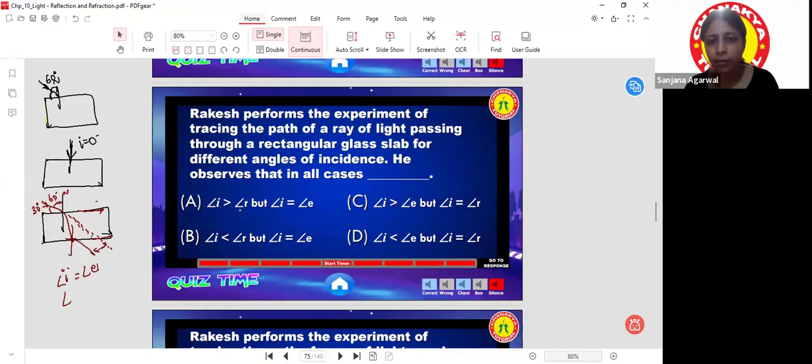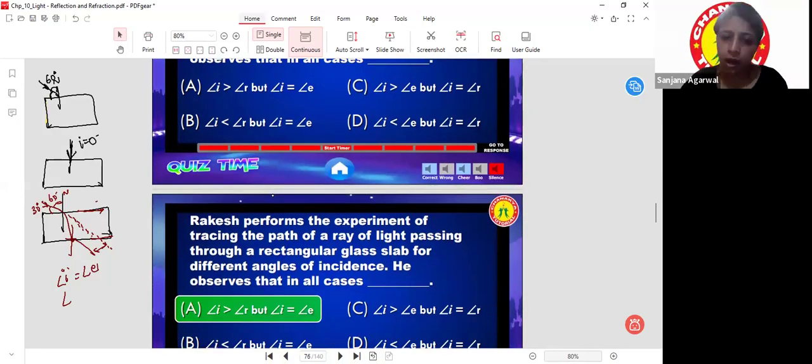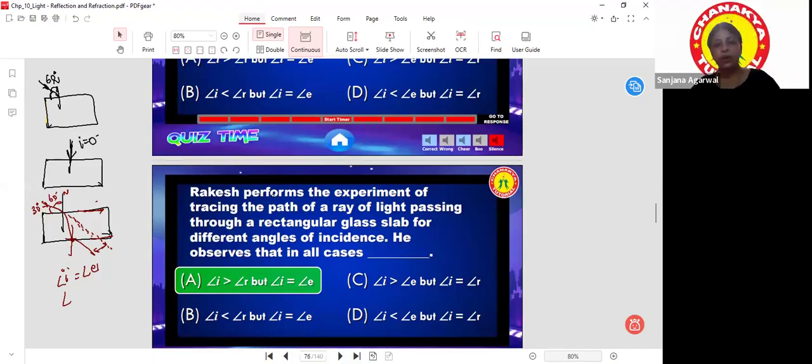So the incident angle will be greater, but I will be equal to E, because the two mediums where the incident and emergent rays are, they are the same. So I will be, what do you think? Yes, I will be greater than R, but I will be equal to the angle of emergence.